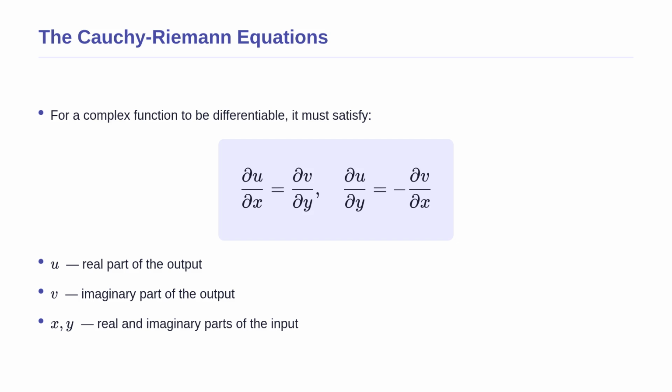The first equation states that the partial derivative of u with respect to x must exactly equal the partial derivative of v with respect to y. Physically, this means the rate at which the real output changes as you move horizontally must exactly match the rate at which the imaginary output changes as you move vertically. The second equation states that the partial derivative of u with respect to y must equal the exact negative of the partial derivative of v with respect to x. If a complex function is differentiable, these two equations must absolutely hold true.